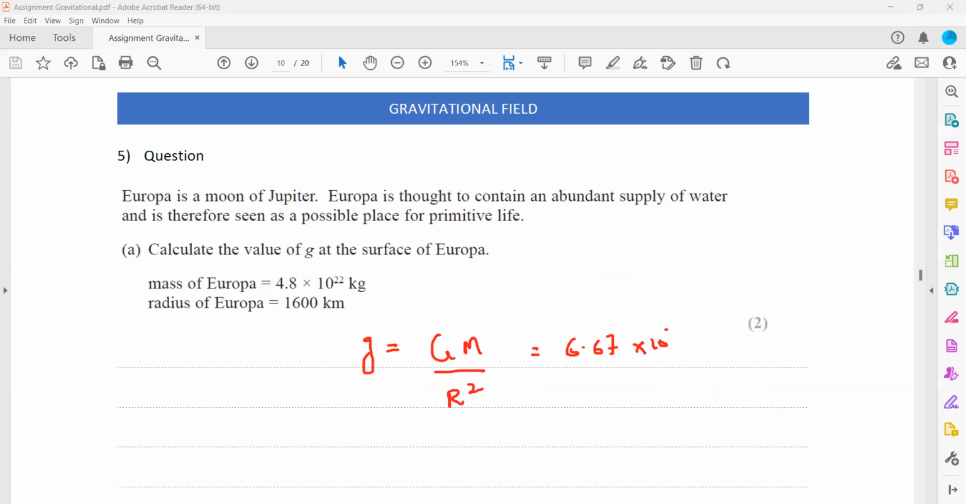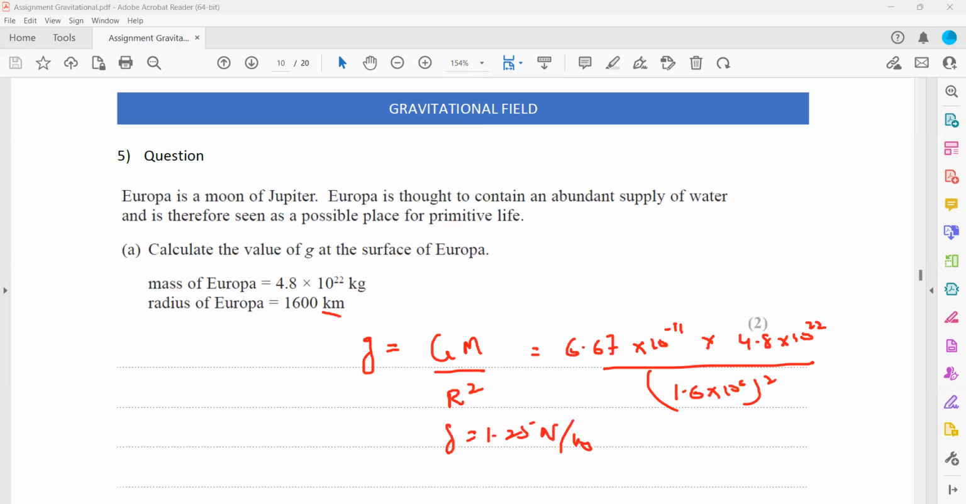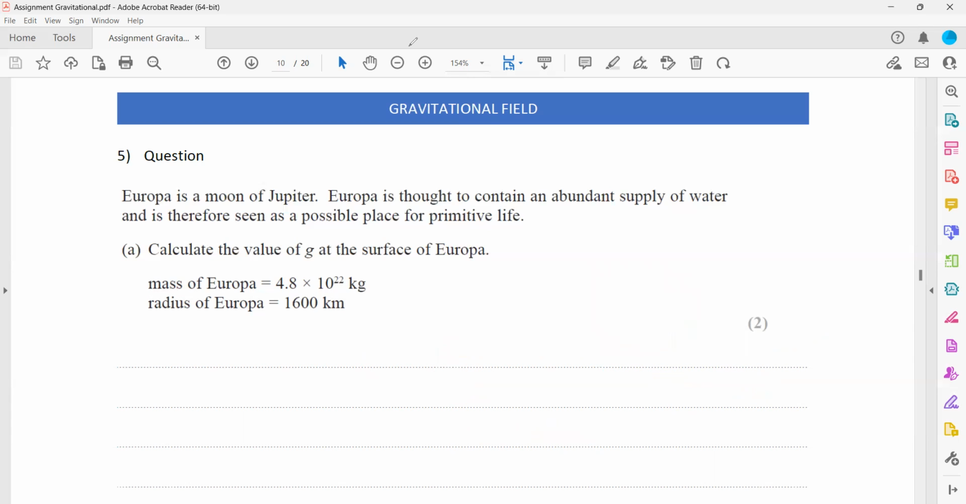So 6.67 × 10^-11 times the mass, which is given as 4.8 × 10^22, divided by 1.6 × 10^6, all squared. Because this is given in kilometers, we convert into meters by multiplying by 1000, and then we square. So that is the strength of gravity, which is only 1.25 newtons per kilogram. It's even less than the gravitational field strength of the Moon.